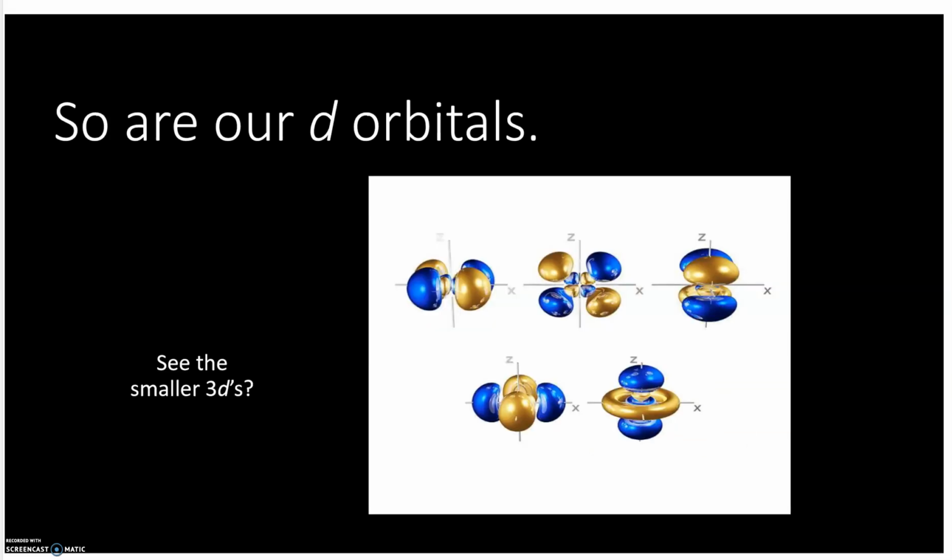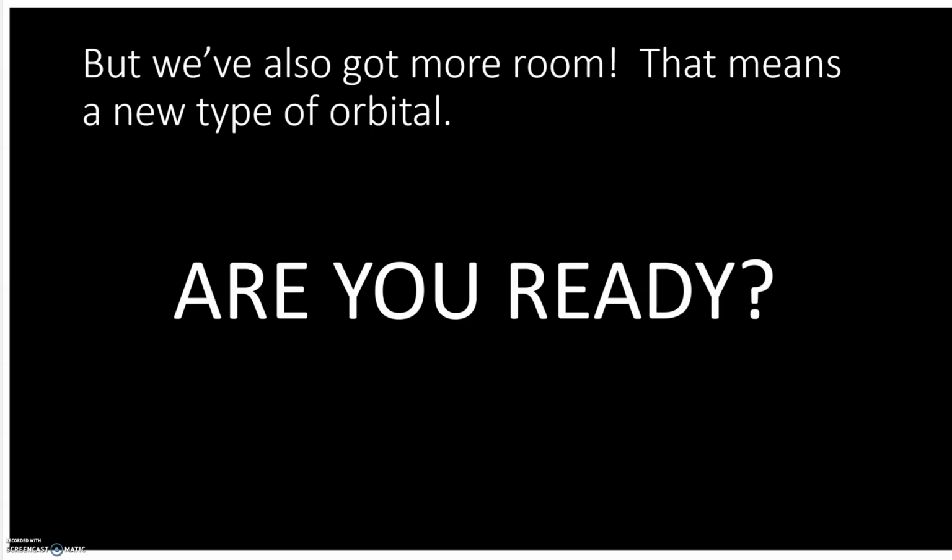We also have d orbitals at the 4th energy level, and they're bigger. See the smaller 3ds in there? Well, the 4ds are even bigger. They're way out there, and there's 5 of those. But we are on the 4th energy level, n equals 4. That means we've got more room, and that means that we need to come up with a new type of orbital that's even crazier looking than the first 3 types, so that we have a place to stash all of the electrons we now have room for.